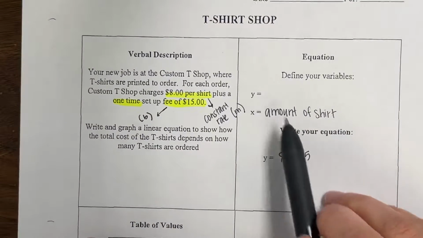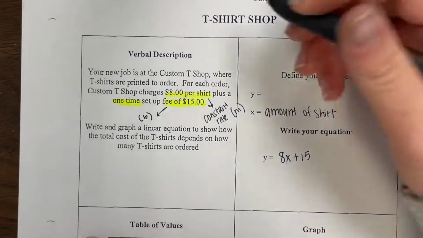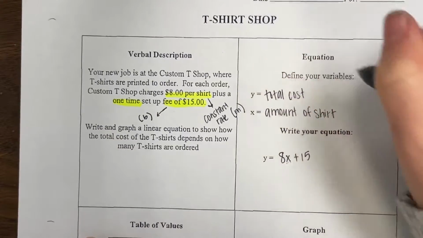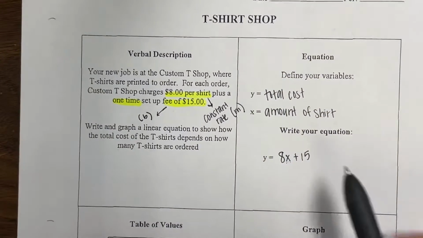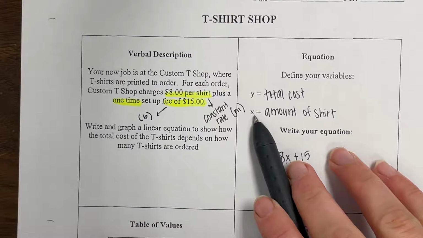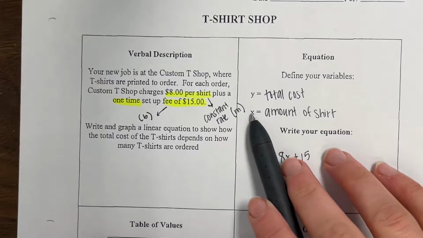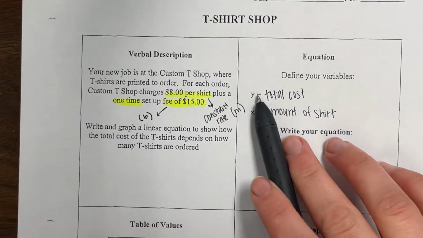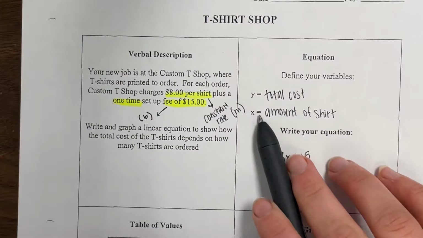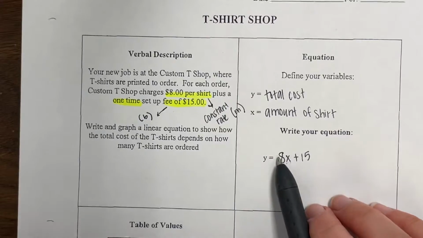That means that y, when you do all of that math here, you're going to end up with y, which is our total cost we're paying for the order. Okay, so x here is our independent variable. We can say we bought 1 shirt, 2 shirts. Y depends on how many shirts we bought. So the total cost is affected by how many shirts we have.